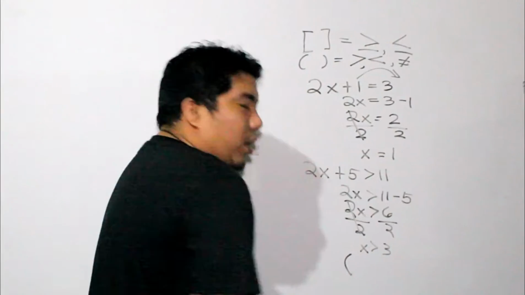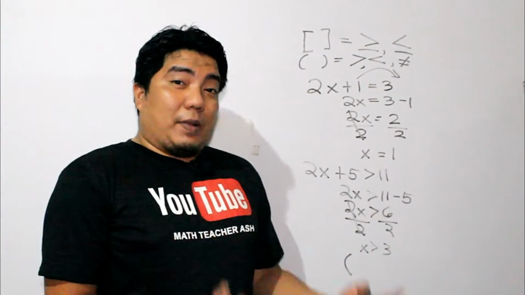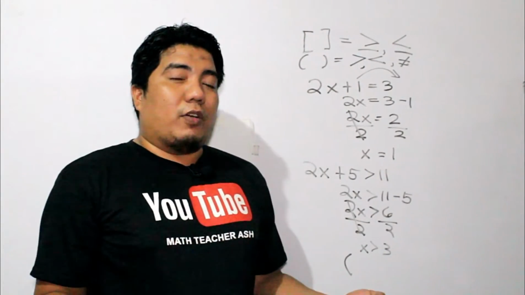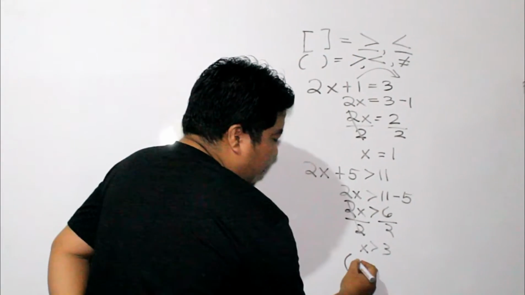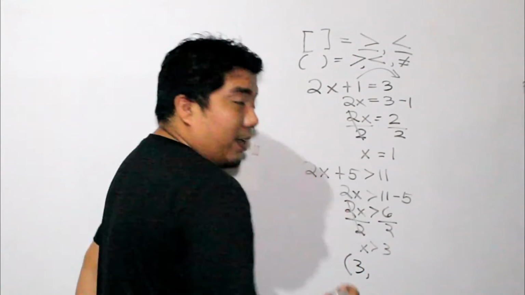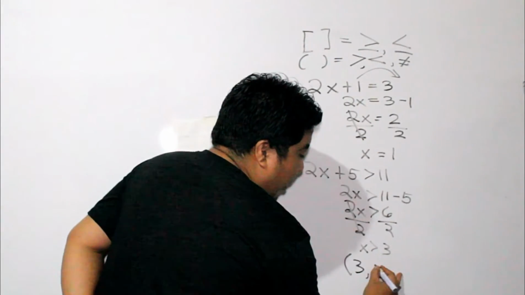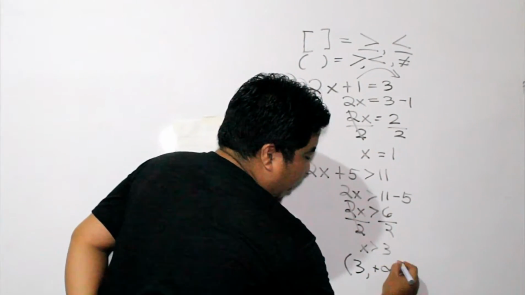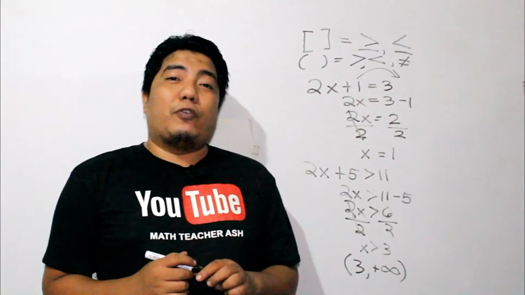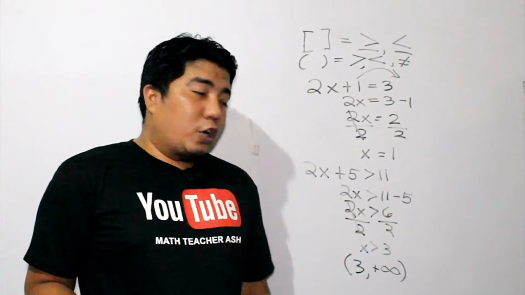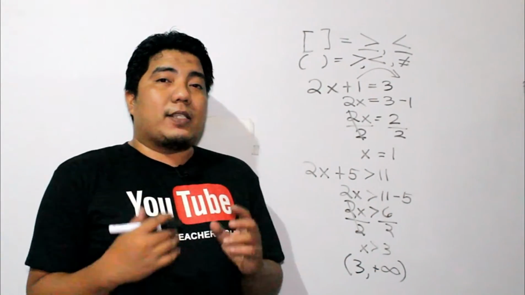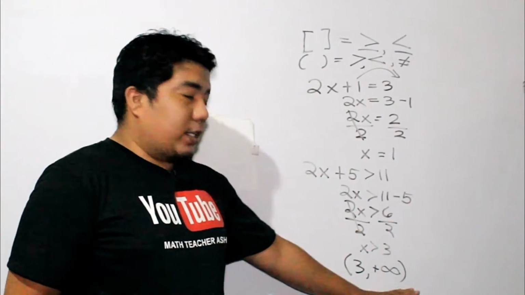Since we start from 3, but 3 is not part of our answer, we can just put 3 and then 4, 5, 6, 7, 8, 9, 10. That is infinity. So that is 3 to positive infinity, and that will be your final answer. Therefore, your solution set for x is greater than 3 is this one.